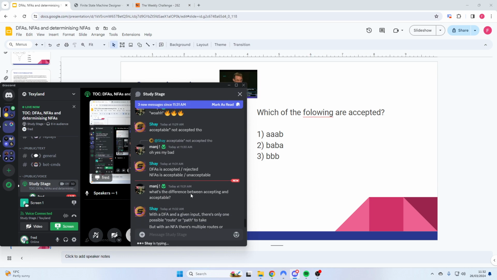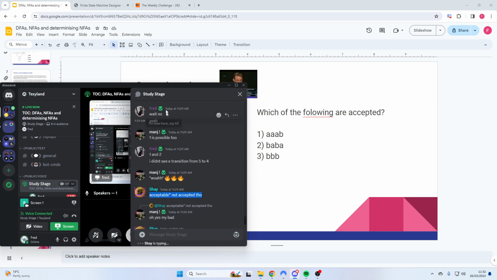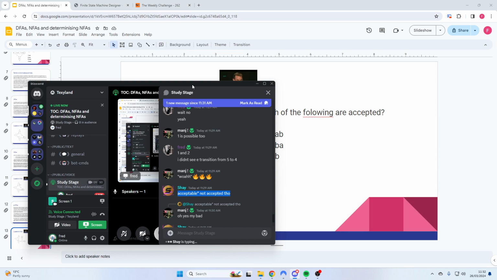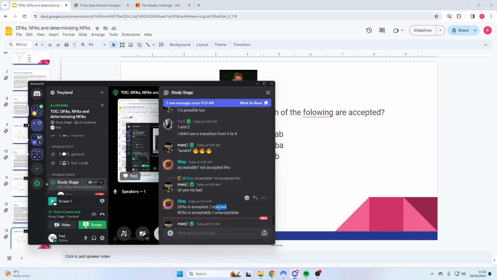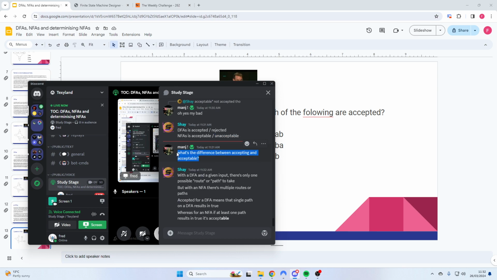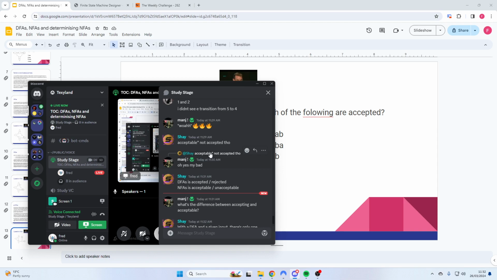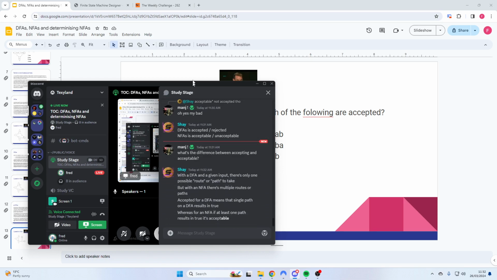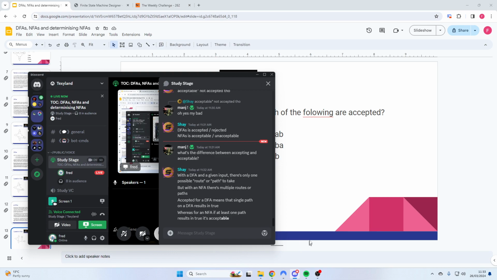So I think it's important, on what Shay said, when we're talking about DFAs, we talk about a string being accepted or rejected. When we're doing NFAs, we talk about being acceptable or unacceptable. Because an NFA just requires at least one of the paths to be valid. So we wouldn't say accepted, we'd say acceptable. If you still want me to talk more about that, just say in the chat.